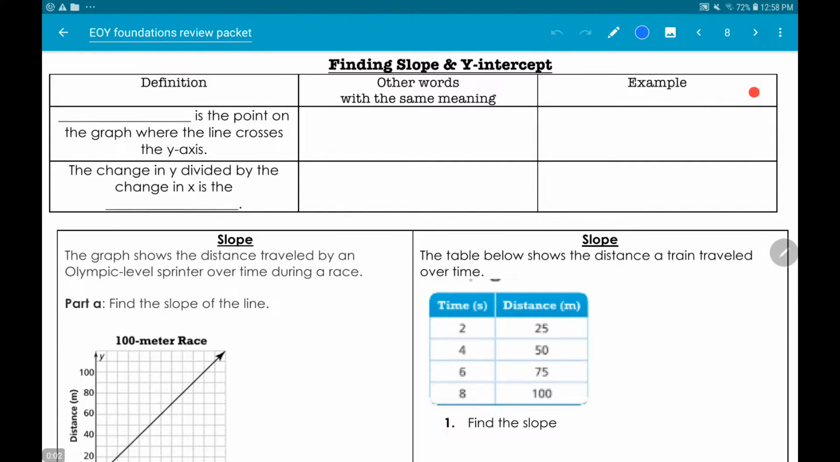Guys, so this video is on finding slope and y-intercept. This is from Unit 4. Alright, so definition.